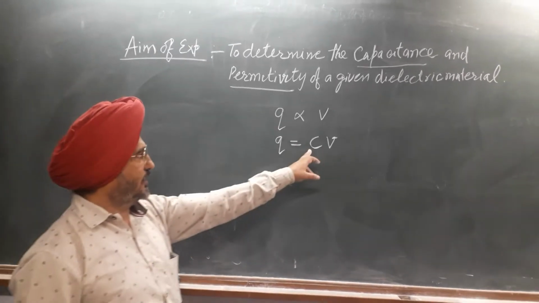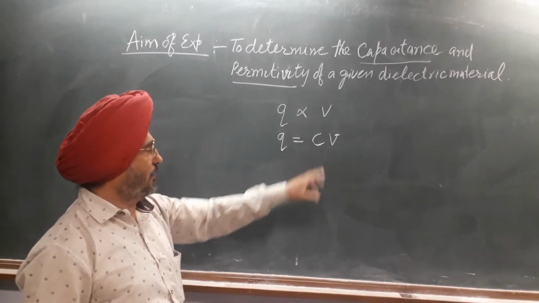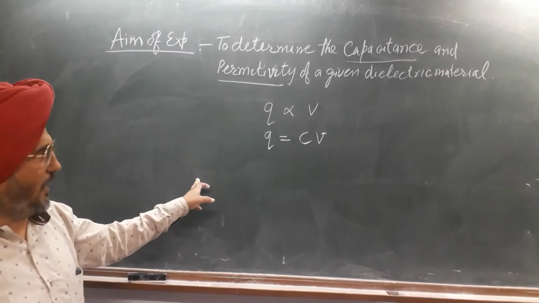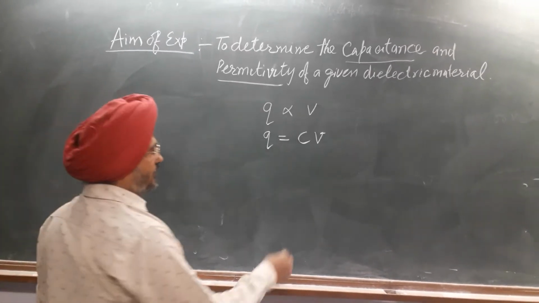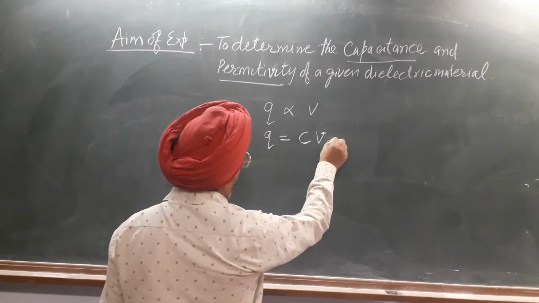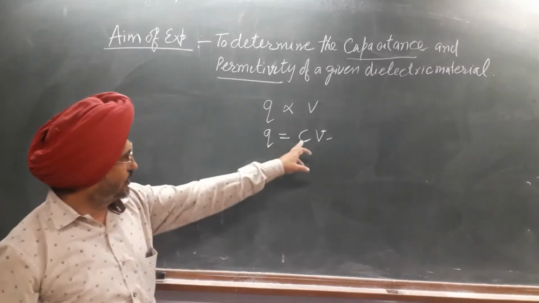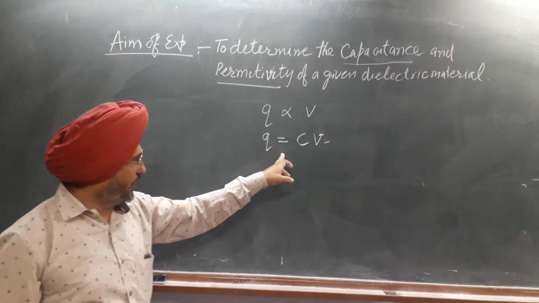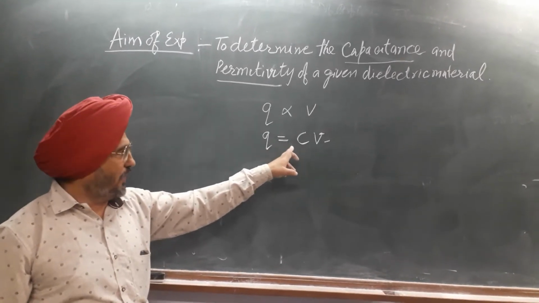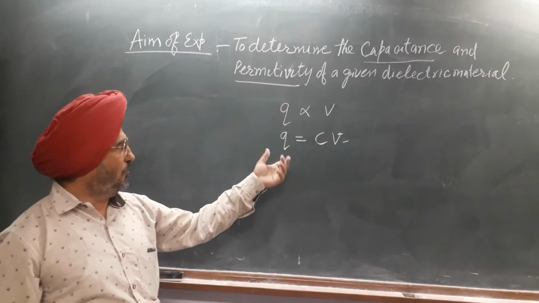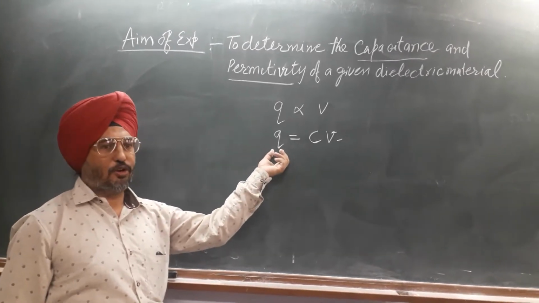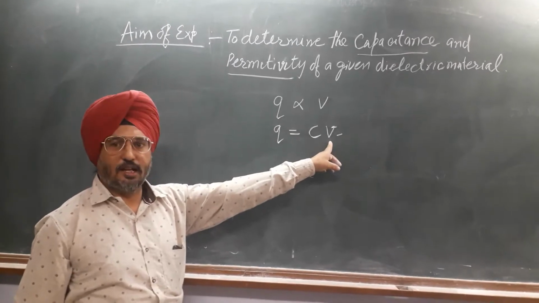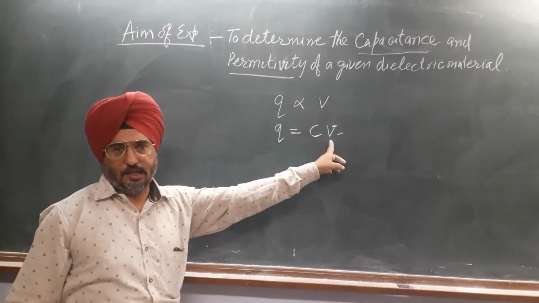Capacitance can be defined as the capacity of the capacitor to store charge. In other words, if the potential is 1 unit, then C is equal to Q. So we can say the capacitance is the amount of charge required to raise the potential by 1 unit.